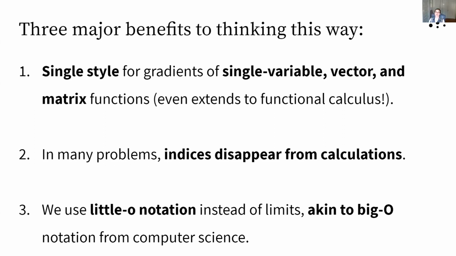That we can write one definition, one single style of doing calculations that works for gradients of all kinds of functions. That you'll notice that basically indices disappeared. I used a few in calculating those inner products, but that was just to define those things. No need to use any indices at all. And we kept the limits to a minimum by hiding them essentially inside our little o notation. So those are, I think, the three big benefits of using this Fréchet derivative style.